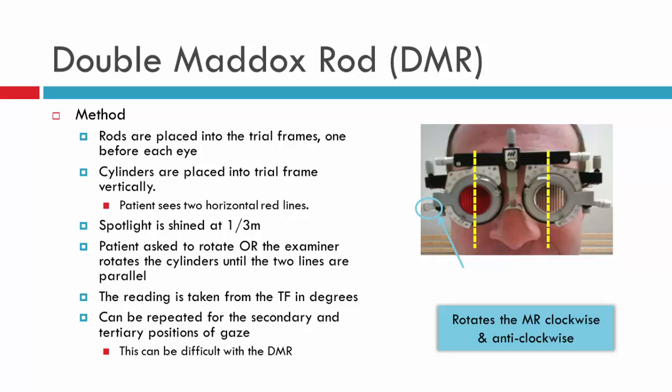Now you would do this assessment in primary position, but you can do it in 9 positions of gaze. But you can imagine that given that your patient is in trial frames, so you have these frames that are fairly obstructive, it can be difficult to get the patient in tertiary positions to measure the torsion.